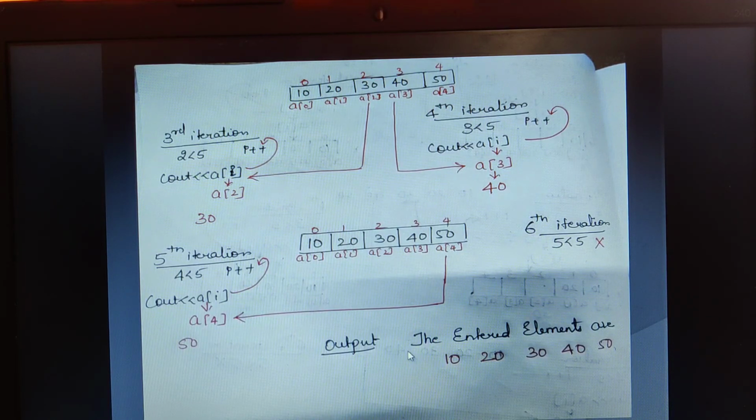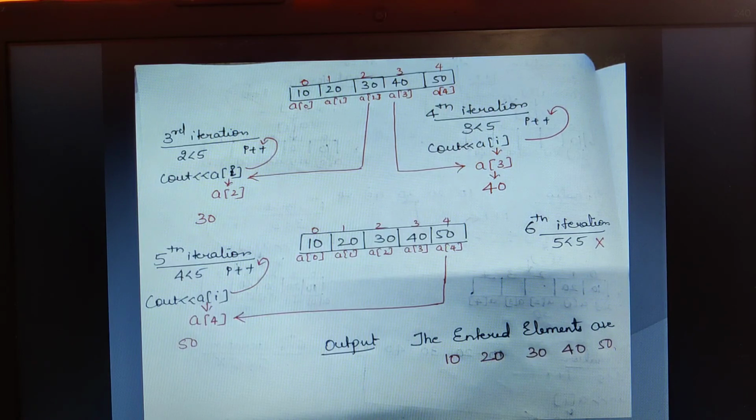So therefore, again what happens? i gets incremented. When i gets incremented, 5 is less than 5, the condition fails. So there will be no further printing, because the condition has failed. We are out of the for loop. So how do we get the output? The entered elements will directly print as 10, 20, 30, 40 and 50. How are they printed? By all these particular iterations.